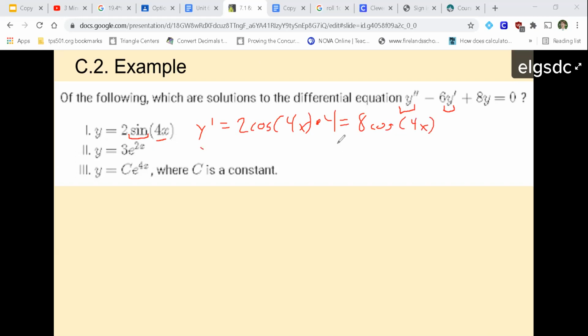Second derivative then is still the chain rule. Derivative of the outside. Derivative of cosine is negative sine. Again, leave the inside alone, multiplied by the derivative of the inside.